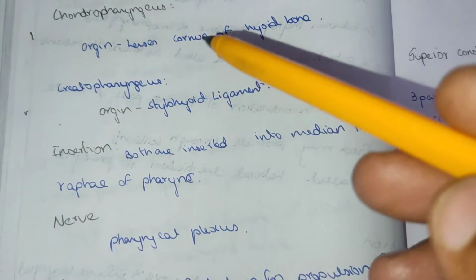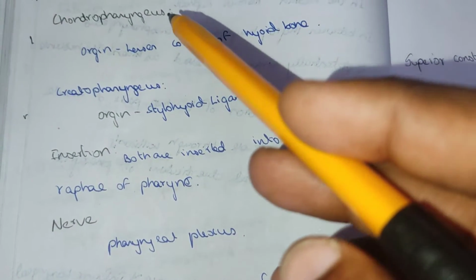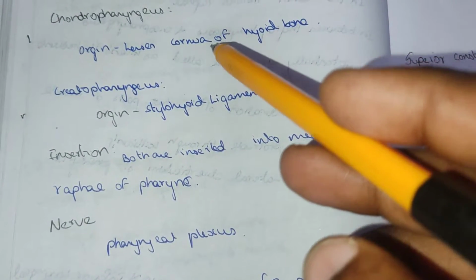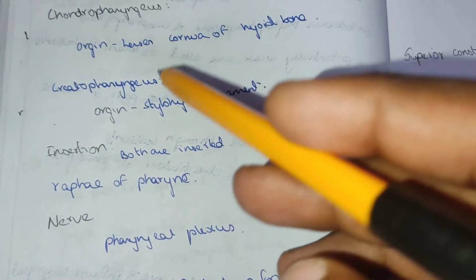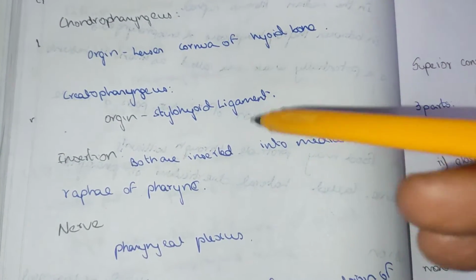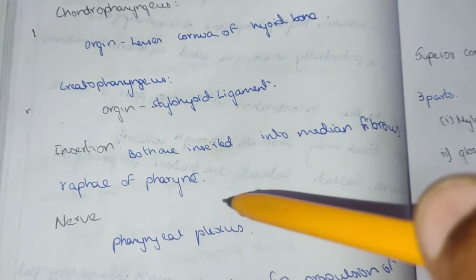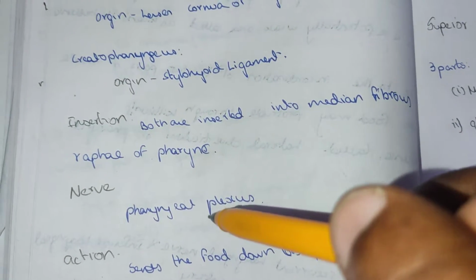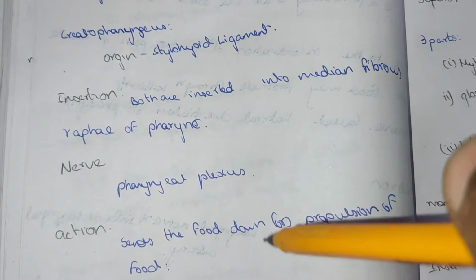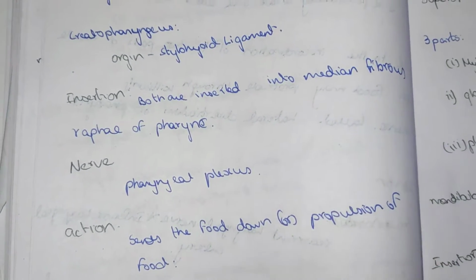The chondropharyngeus originated from the lesser cornu of the hyoid bone and the ceratopharyngeus is originated from the stylohyoid ligament. Both are inserted in the median fibrous raphe of the pharynx. And the nerve which is supplied is pharyngeal plexus. The action is to send the food down and the propulsive movement.